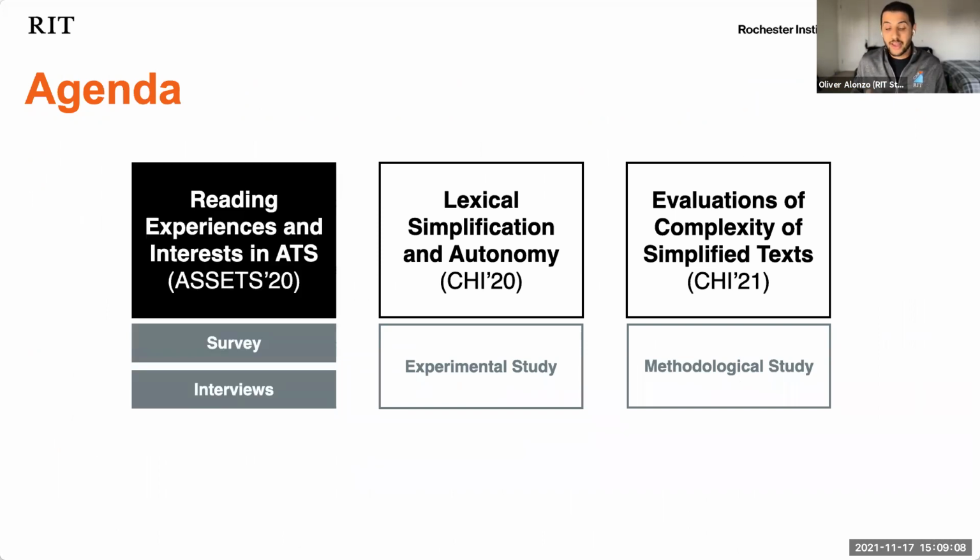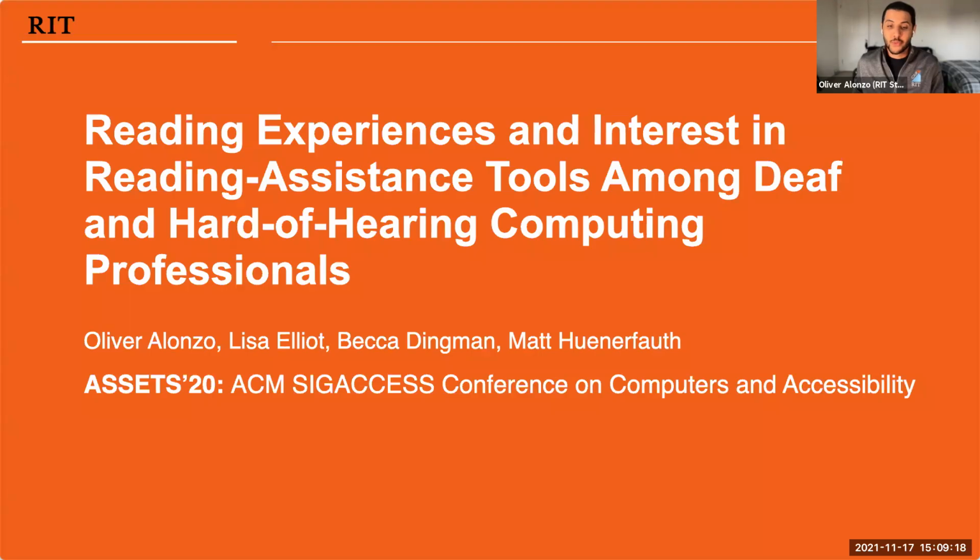And I'll begin with a survey and interview study that focused on the reading experiences and interests in automatic text simplification from a specific subgroup of deaf and hard of hearing adults. This work was presented at the ACM SIGACCESS Conference on Computers and Accessibility, the ASSETS Conference in 2020, and it was done in collaboration with Lisa Elliott, Becca Dingman, and Matt Huenerfauth. And it was titled Reading Experiences and Interest in Reading Assistance Tools Among Deaf and Hard of Hearing Computing Professionals.